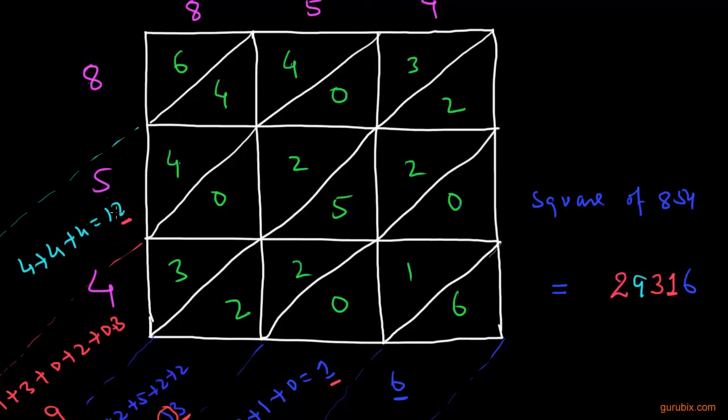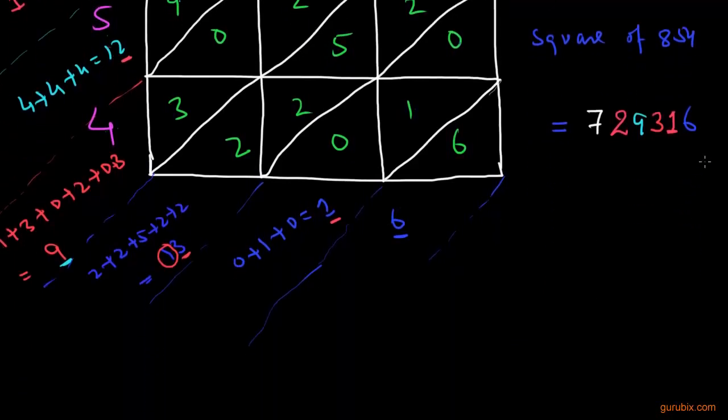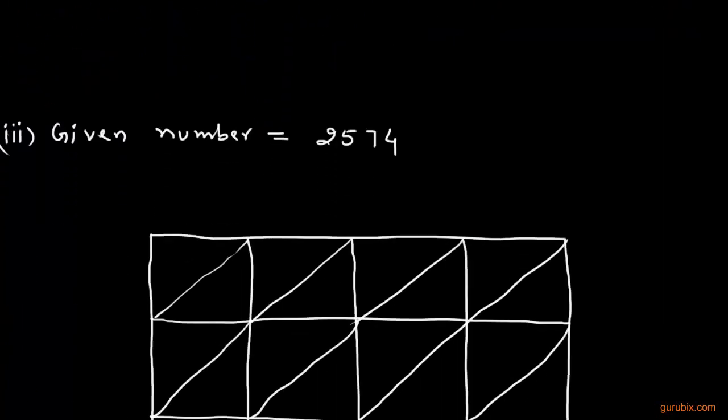that is 2, and carry over the tens digit of this sum to the sum of the digits of the next diagonal, and that is 1 plus 6 equals 7. And now we shall underline this sum, the 7, and write it here. So the square of 854 is equal to 7,29,316. So this is the solution of the second part, and now we shall move to the third part of the example.